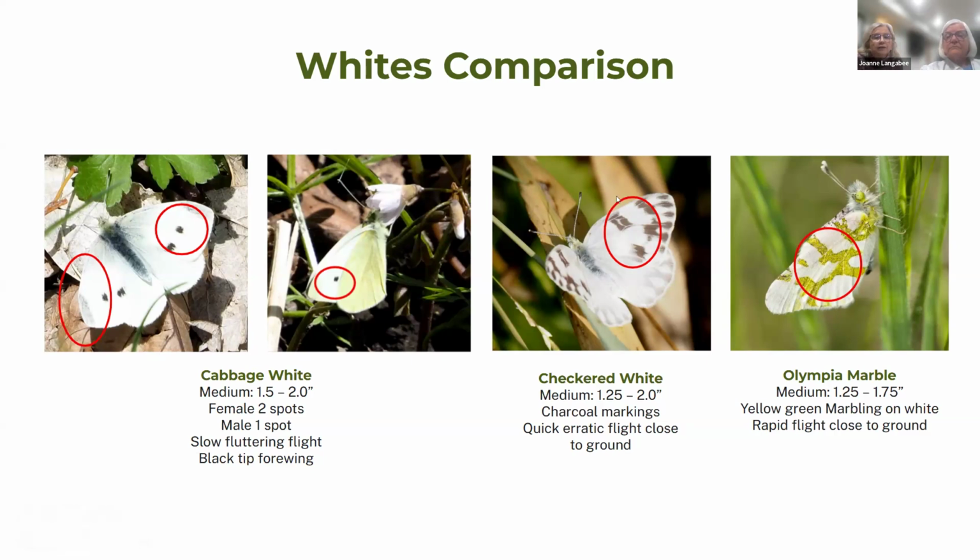The checkered white has more dots, and they're kind of square, and they even have marks on the margins or borders of their wing, and those are all kind of a charcoal color. And then the Olympian marble on the hind wings, on the ventral side, has this really pretty yellow-green marbling.